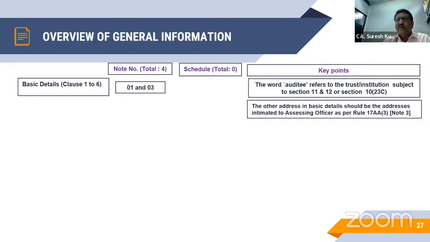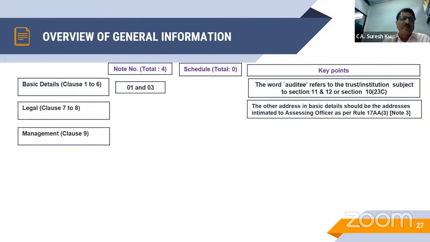The other address we have to give is the address where books of account are being maintained, not the other working locations where the programs are implemented, but the other addresses which we have intimated to the assessing officer where books of account have been maintained. We have to mention those other addresses in the basic information, clause 1 to 6.